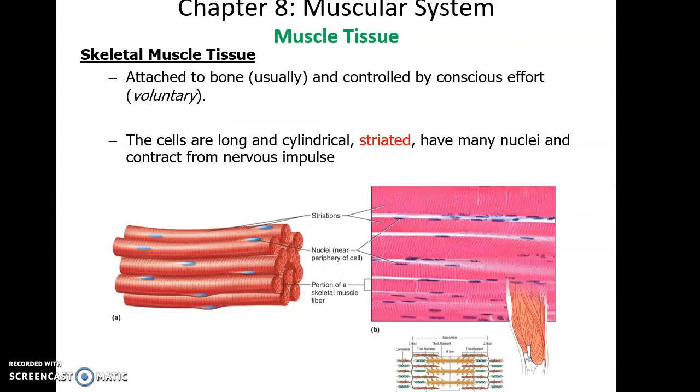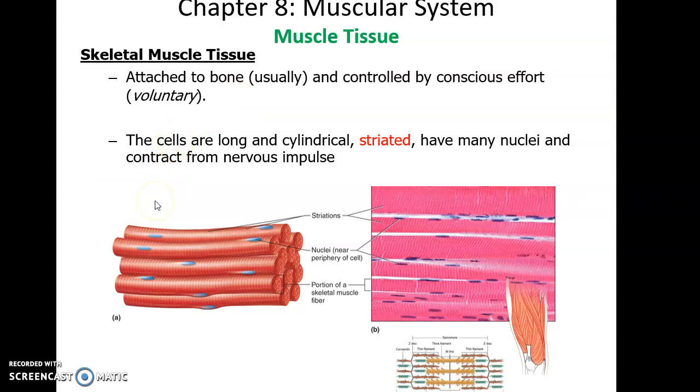All right, moving on to muscle tissues. This should be familiar from Unit 1. Skeletal muscle tissue is what's found in our skeletal muscles. Surprise, surprise. Usually these muscles are attached to bone and controlled by conscious effort. So skeletal muscle tissue contracts via voluntary control. We choose to contract those muscles most of the time.